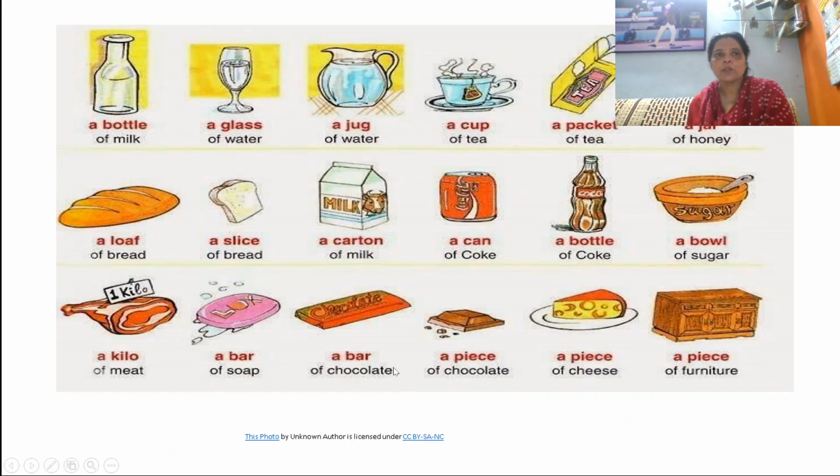Now next. You can see in some of the uncountable nouns, if I put some words against them like a bottle of, a glass of, this is a collective noun, okay? A jug of, a cup of. So here we can make it a countable one. I know water is uncountable, I know milk is uncountable, but here it is countable because I am saying a bottle of milk, a loaf of bread, a kilo of meat. So these are all countable here, okay?